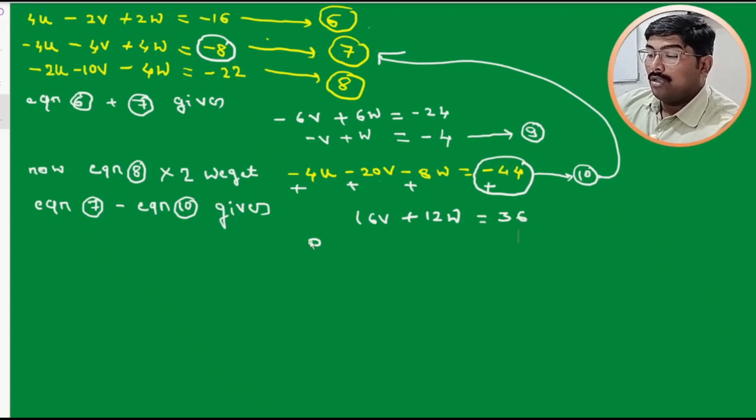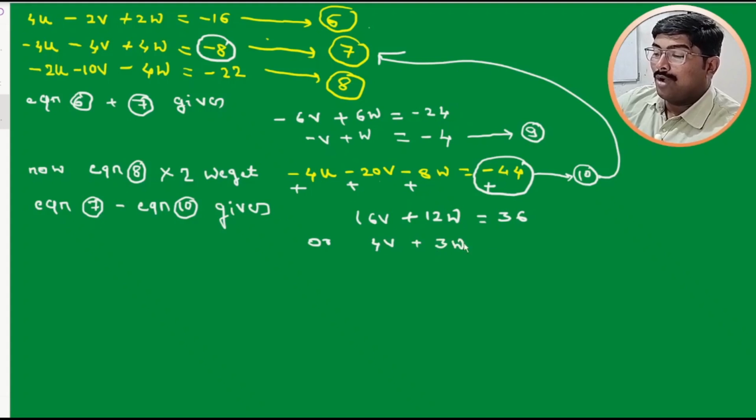Or if you divide throughout by 4, the same equation we can write as 4v plus 3w, taking 4 common and transposing to the right hand side, 9 4s, that is 36. So say this is equation number 11.